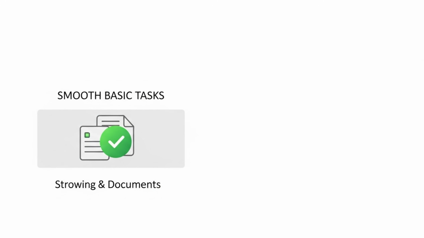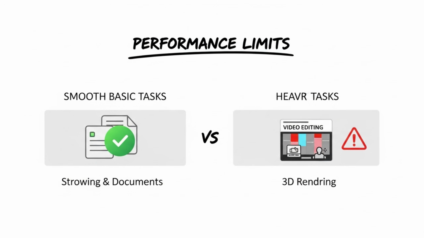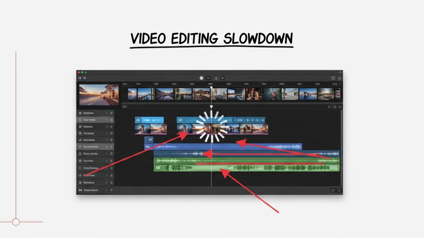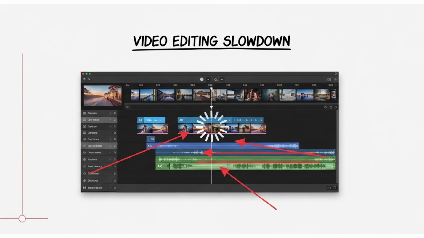However, its limitations become apparent when you push it harder. Attempting to edit high-resolution video timelines or rendering complex 3D models will result in noticeable slowdowns. This is the trade-off for its affordability. It's the perfect engine for a budget-conscious build where the primary goal is functionality and reliability.